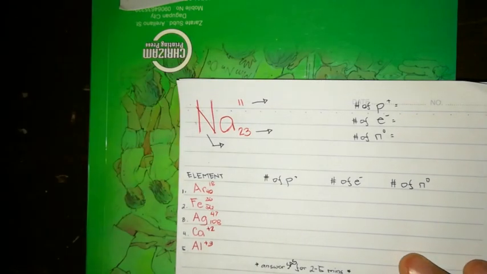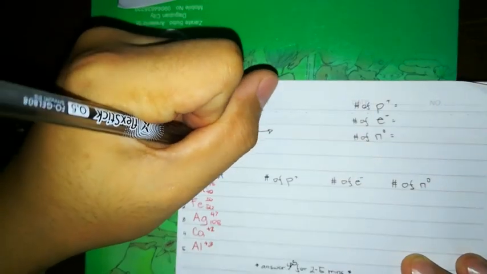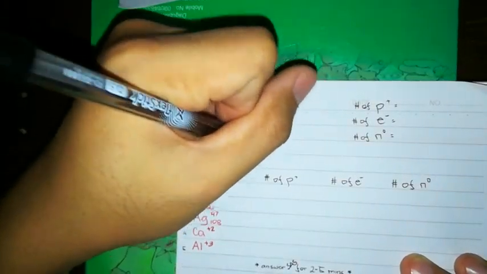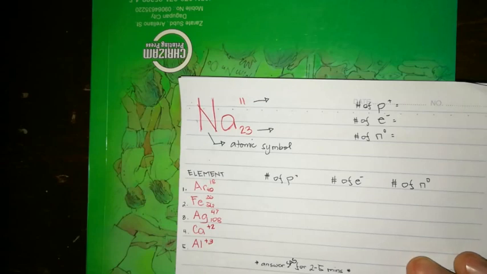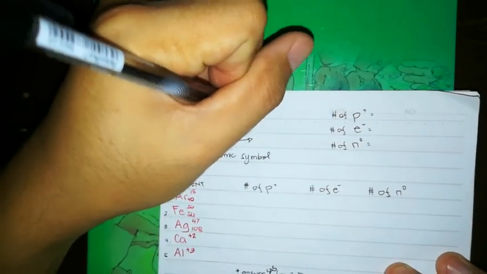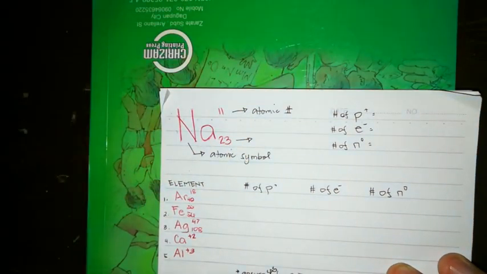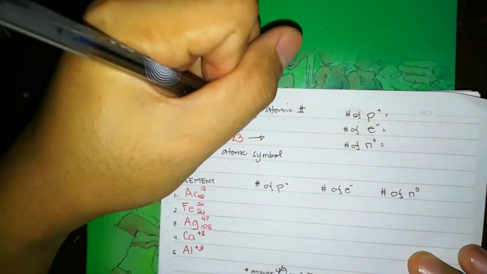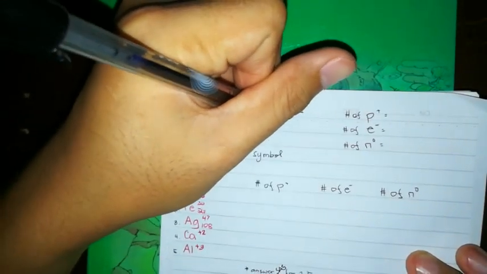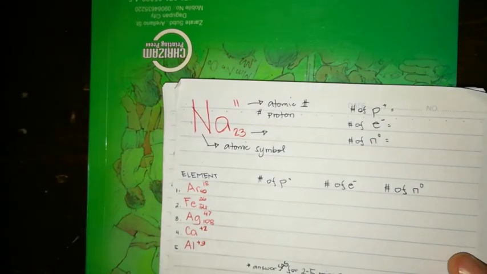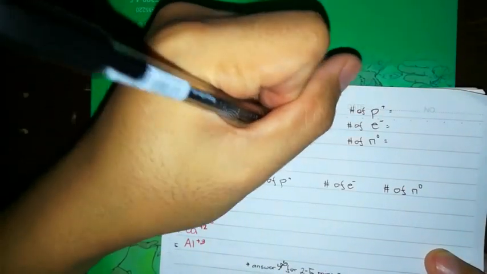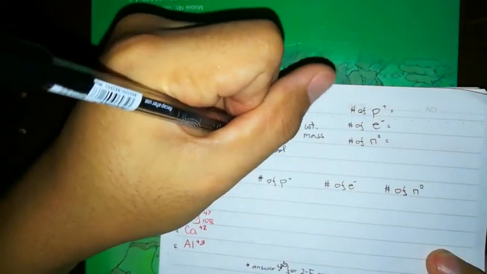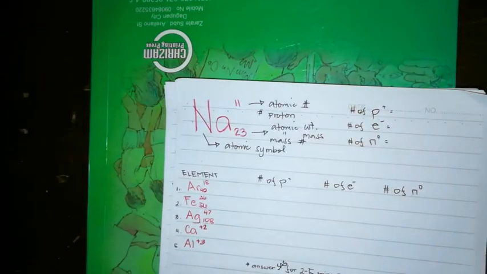So, number 1, ano yung Na? Na is the symbol of the atom. So, this is an atomic symbol. Yung 11 or yung mas lower na number, is called your atomic number. Now, the atomic number is the same as the number of protons. So, ibig sabihin ko ano yung number ng proton, yun din yung atomic number and vice versa. Yung larger number is called your atomic weight. It could also be called your atomic mass. It could also be called your mass number. Maraming tawag sa ating atomic weight.